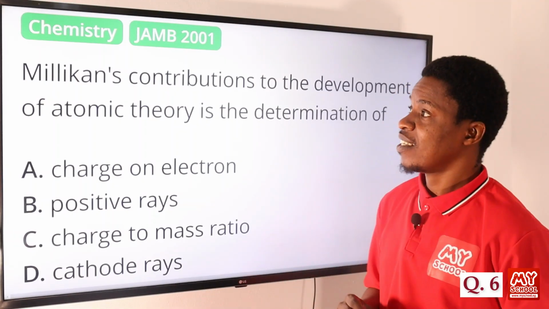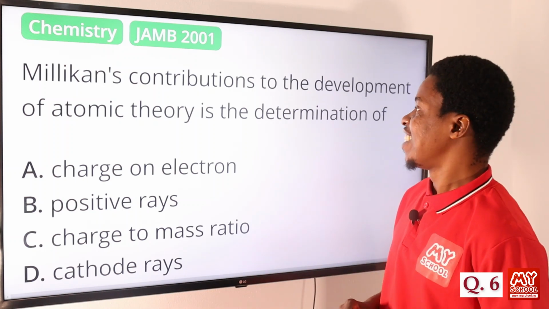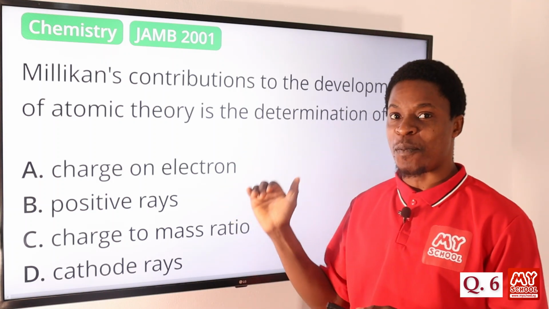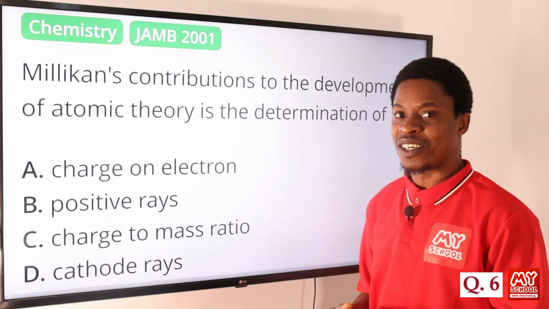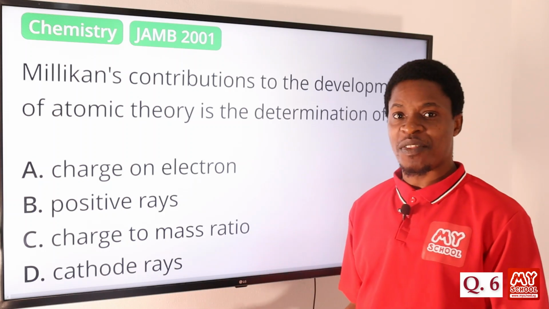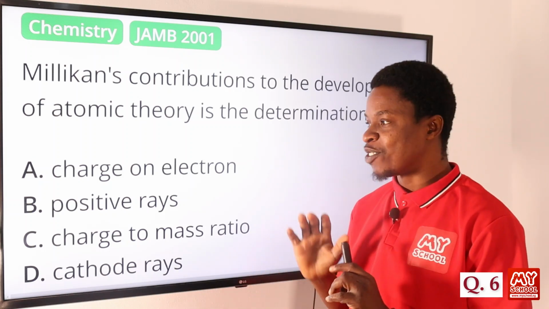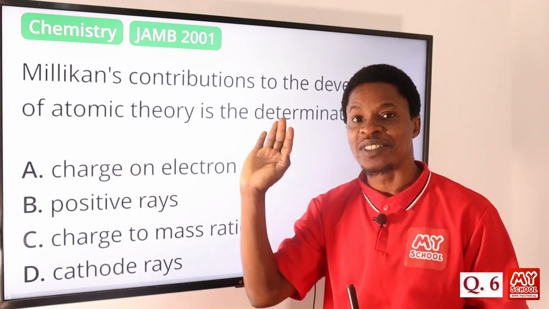Question number 6. Millikan's contribution to the development of atomic theory is the determination of what? In fact, all of these topics we have looked at. These questions, we've had their video lessons before. There's no point beating around the bush. Just move over to option A and choose it and go.